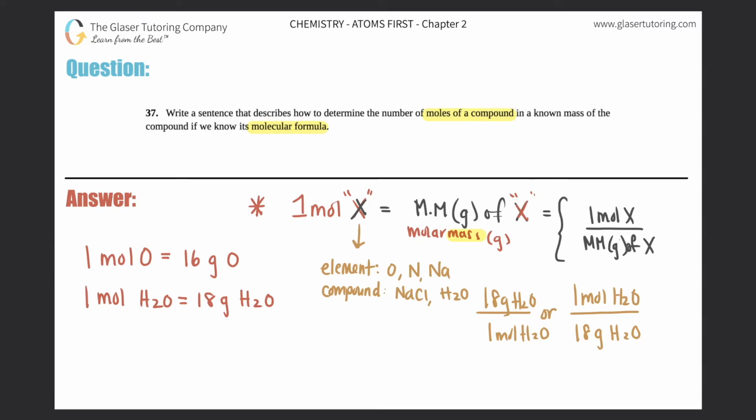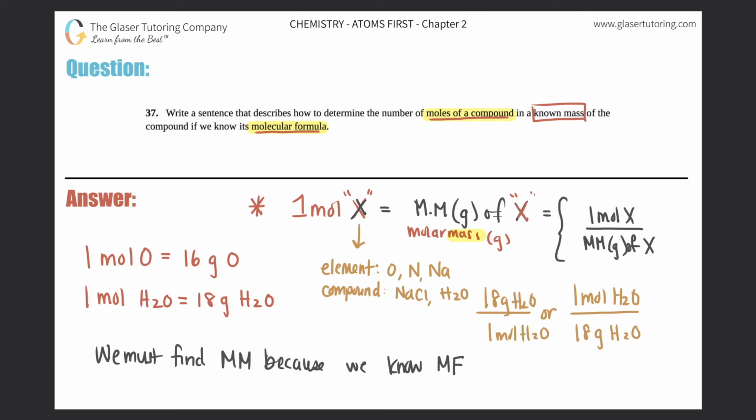But now we just got to write a sentence to determine the number of moles in a compound. So that's what we're trying to find out. We're trying to find the number of moles in a compound if you have a known mass of that compound and we know the molecular formula. So here comes what we got to do, right? Now, just know that first off, if we have the molecular formula, we must find molar mass. So we must find molar mass because we know the molecular formula, so MF, right? So from any molecular formula, you could always find a molar mass in grams.